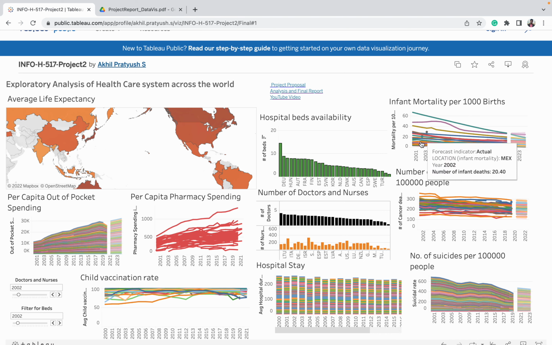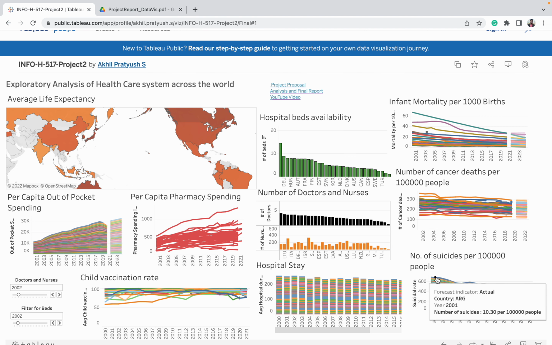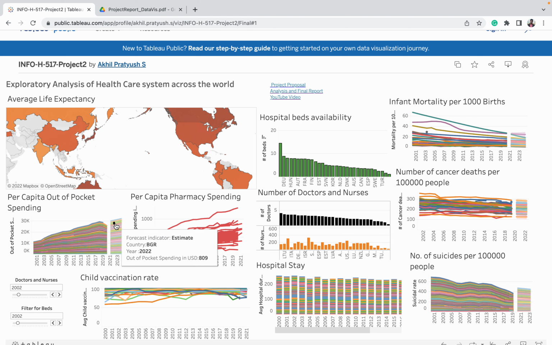Apart from that, infant mortality, as my friend said, is going down. The cancer deaths are going down, and the suicides should be looked into a bit. And yes, we also added estimated values which can project the values for the future, which can be useful for future reference. That's about our presentation.